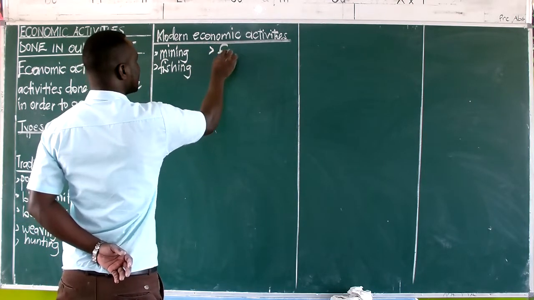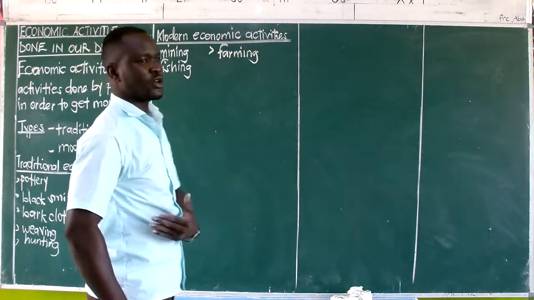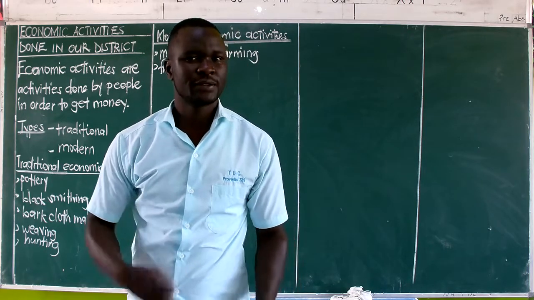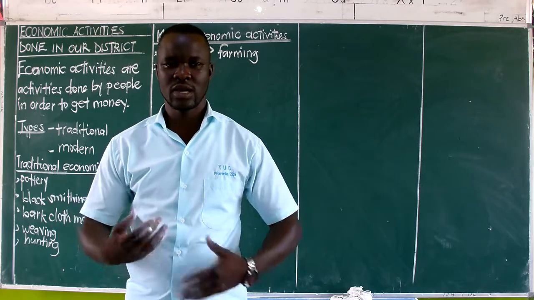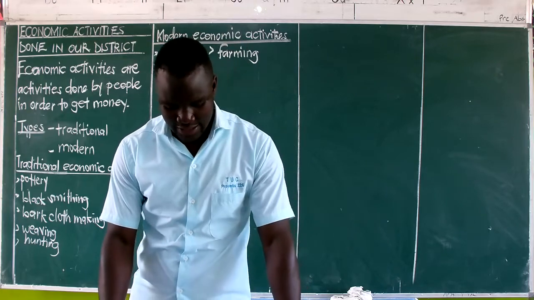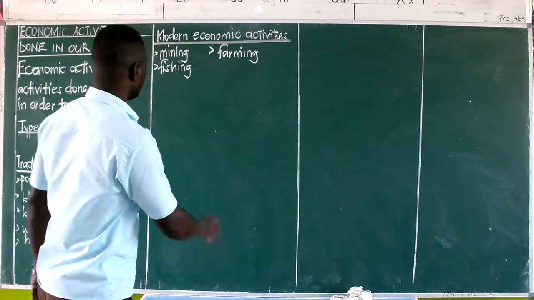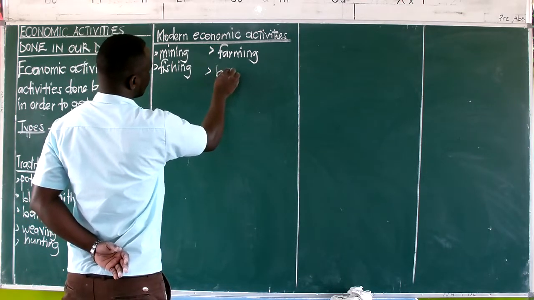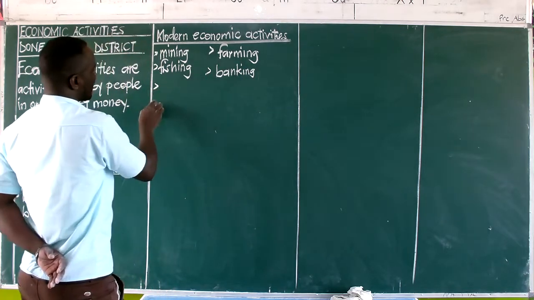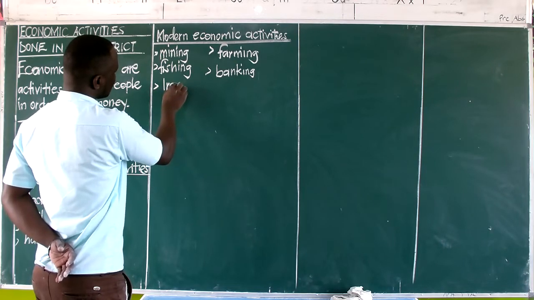And we can have farming, and this farming we are looking at the modernized farming, that is agricultural mechanization. That is the use of these farm tools, these tractors for doing farm activities. That is under farming. And then we have banking as another economic activity done by the banks. Banking. We have other activities like transportation.